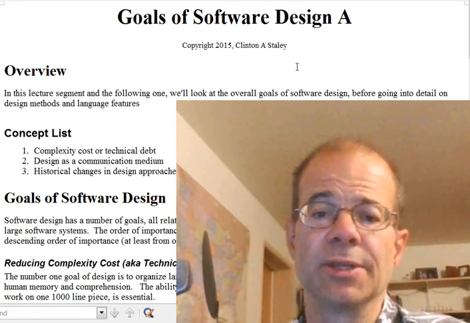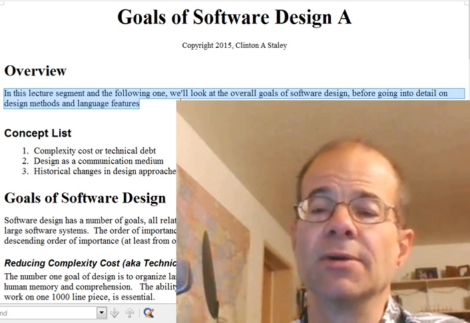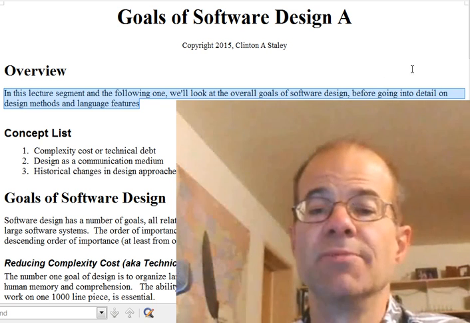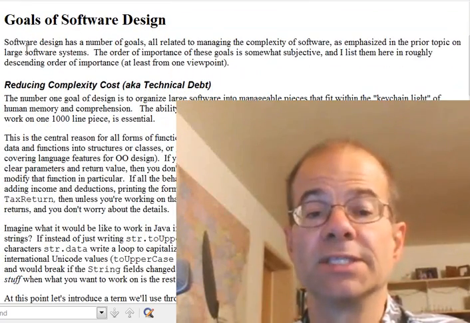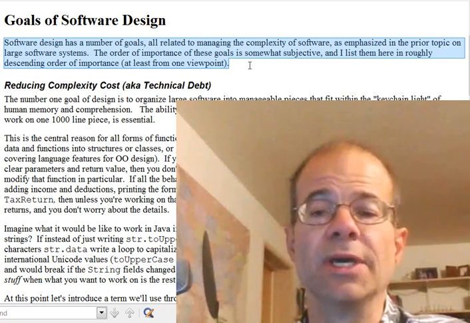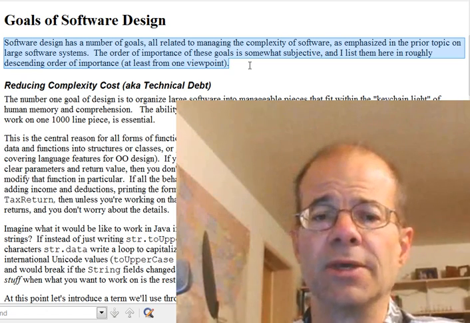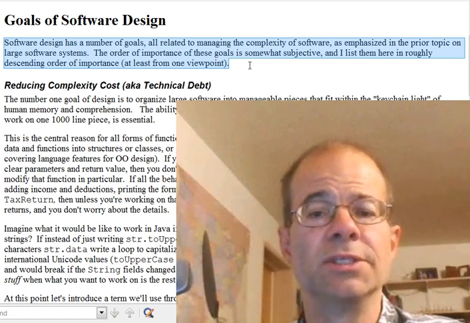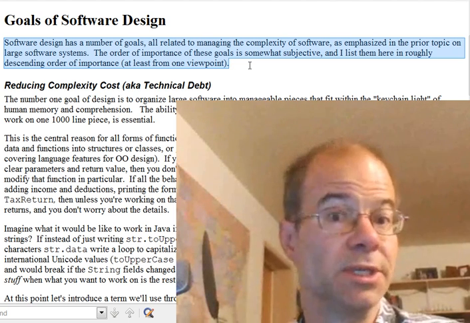In this lecture segment and the following one, we'll look at the overall goals of software design before going into detail on design methods and language features. Software design has a number of goals, all related to managing the complexity of software, as emphasized in the prior topic on large software systems. The order of importance of these goals is somewhat subjective, and I'll list them here in roughly descending order of importance, at least from one viewpoint.